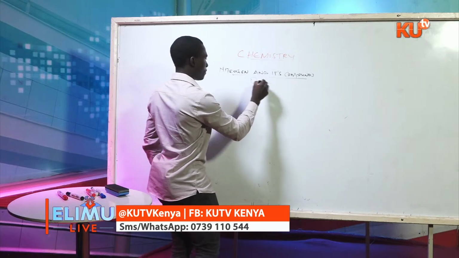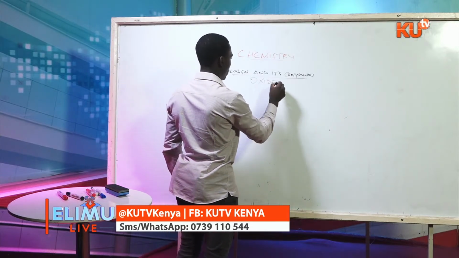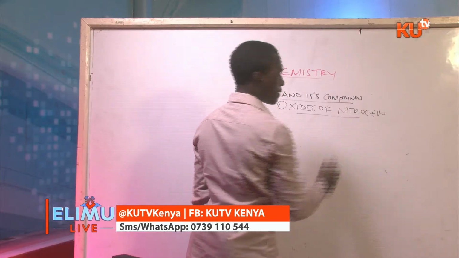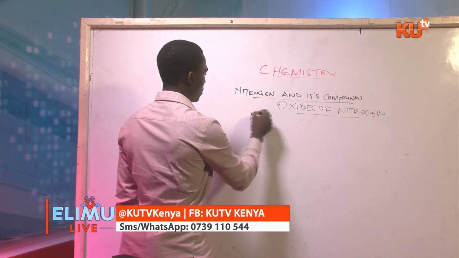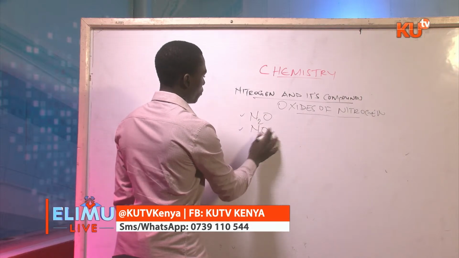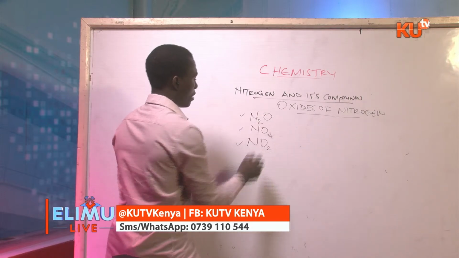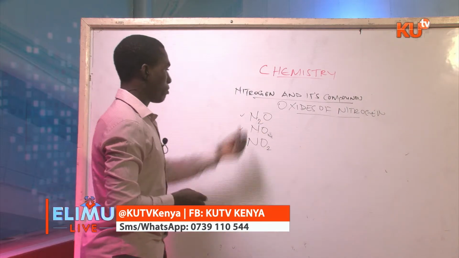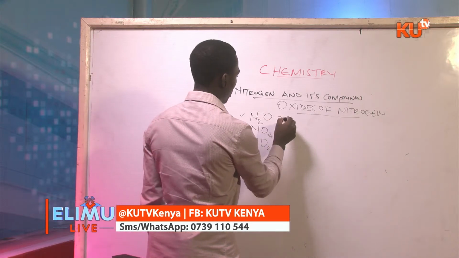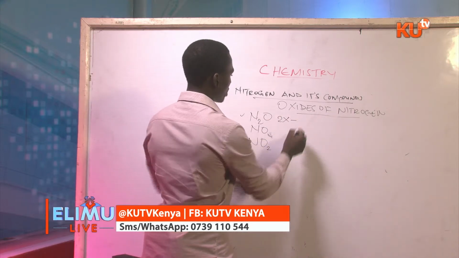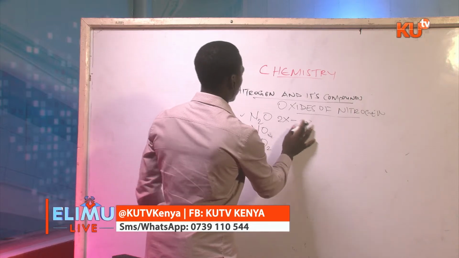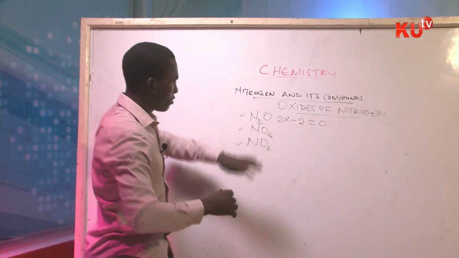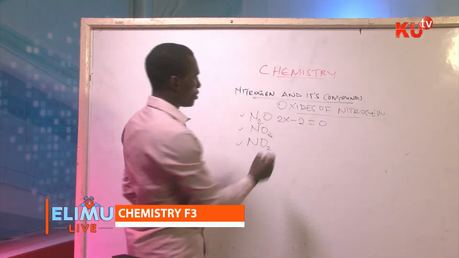So let's talk about oxides of nitrogen. Nitrogen has 3 oxides. We have nitrogen 1 oxide, we have nitrogen 2 oxide, and then we have nitrogen 4 oxide. Now, the reason it's called nitrogen 1 is because the oxidation number of nitrogen in this compound is 1. If we have a nitrogen unknown, and then we have oxygen here, of course, which is -2. So the oxidation number of oxygen here is -2. And you know that the oxidation number of a compound with no charge is 0.